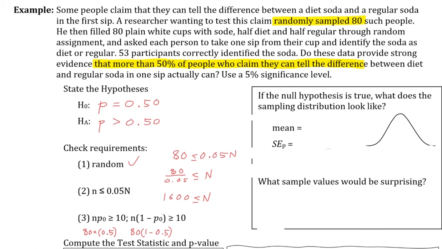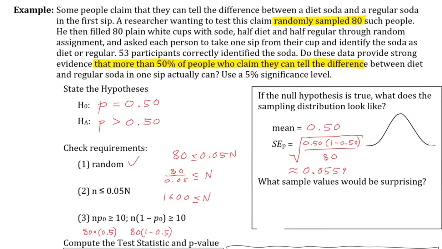If the null hypothesis is true, what does the sampling distribution look like? The mean should be defined as p sub 0, the value in our null hypothesis of 0.5. The standard error is defined as the square root of p times 1 minus p divided by n. So we have the square root of 0.5 times 1 minus 0.5 divided by 80, our sample size, which results in a value of about 0.0559.